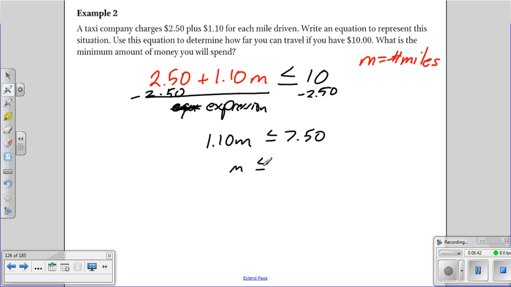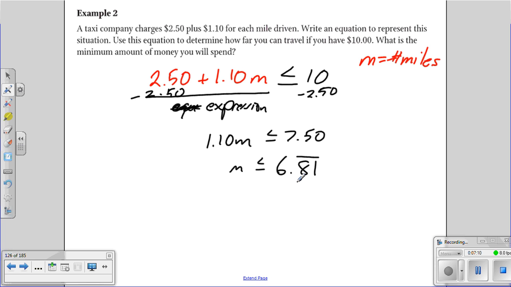Okay. So I'm going to use my calculator here. And we get anywhere up to 6.81 repeating miles. Okay, so obviously you could drive 5 miles, you could drive 4 miles, 4.5 miles, anything up to 6.8 miles. Okay, so obviously if you're going 7 miles, you're not going to have enough money. So there's your limitations of where you're at.